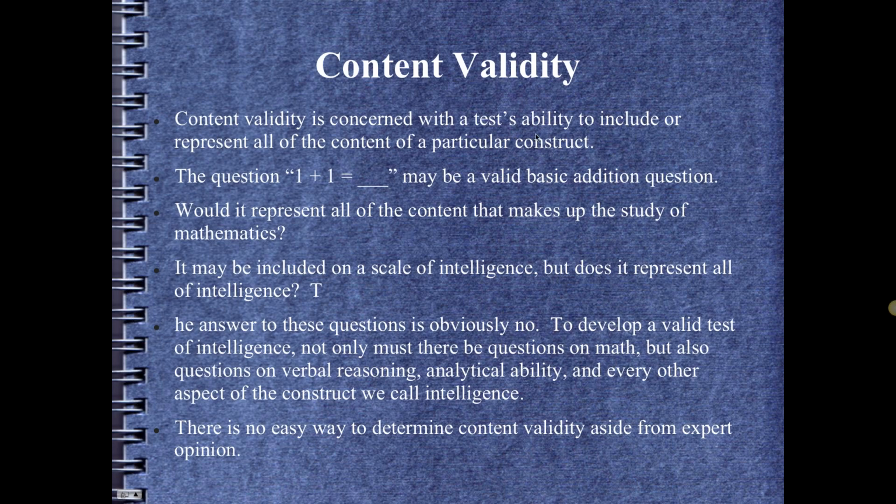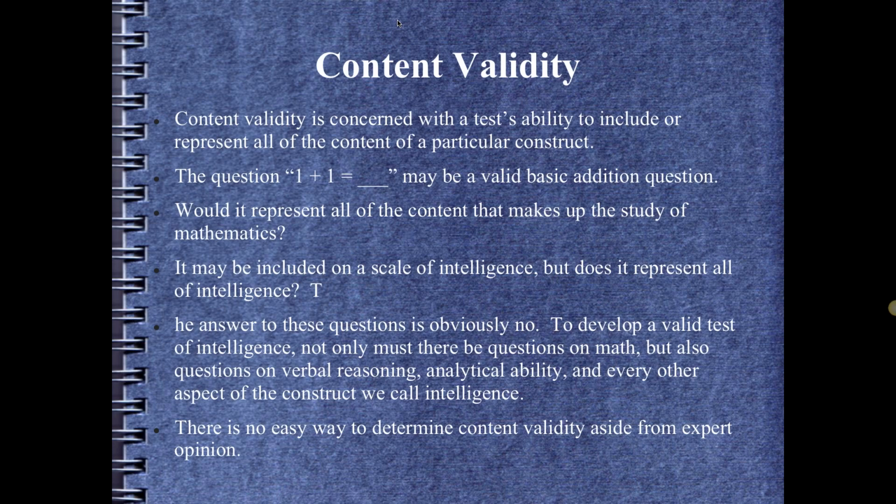There's also something called content validity, and that is concerned with a test's ability to include or represent all the content of a particular construct. And here's what we mean by that. So, as we said before, 1 plus 1 is a valid basic addition. Would it represent all the content that makes up the study of mathematics? Absolutely not. Might it be included on a scale of intelligence? It might be, but does it represent all of intelligence? Absolutely not. Okay?